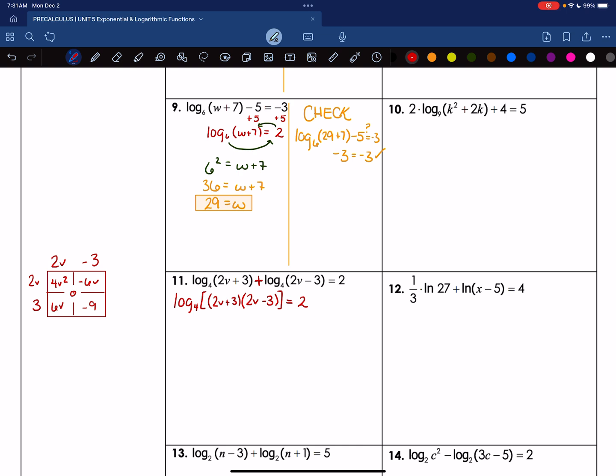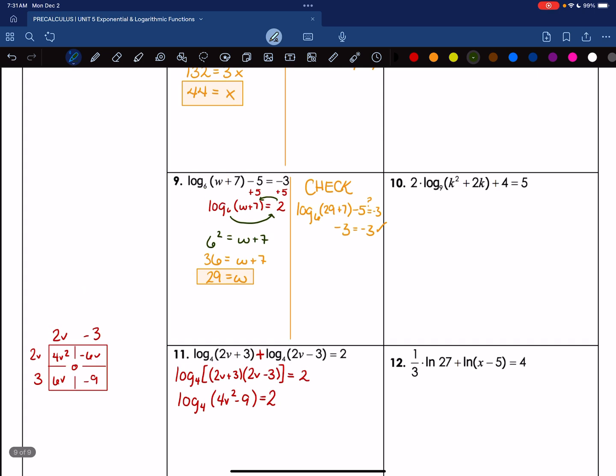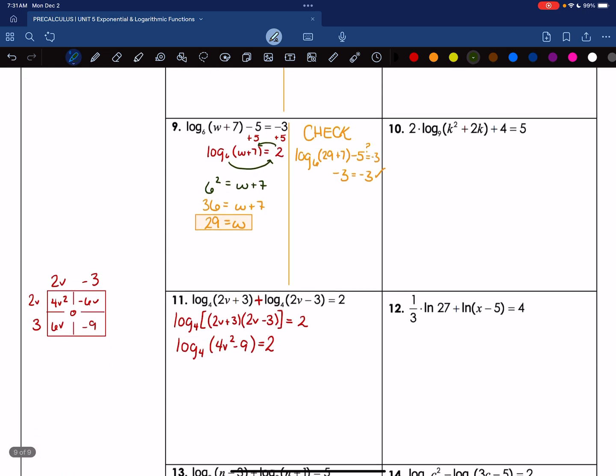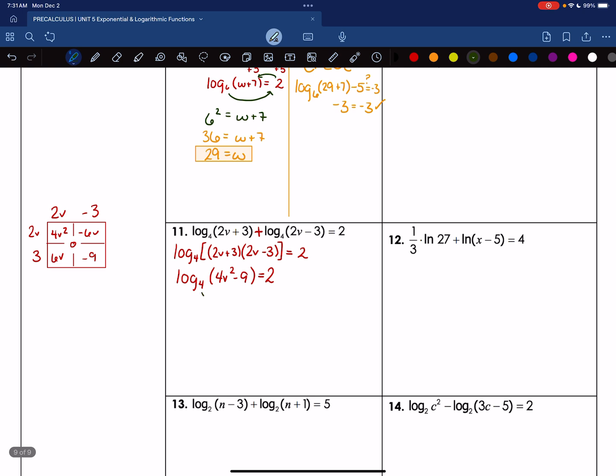Okay, so actually all that's going to give me is, because the linear terms combine to be 0, this simplifies to log base 4 of 4v squared minus 9 equals 2. Okay, condensed, isolated. Now we're ready to go ahead and rewrite it in exponential form. So that's going to be 4 to the power of 2 equals that expression. 4 squared is 16.